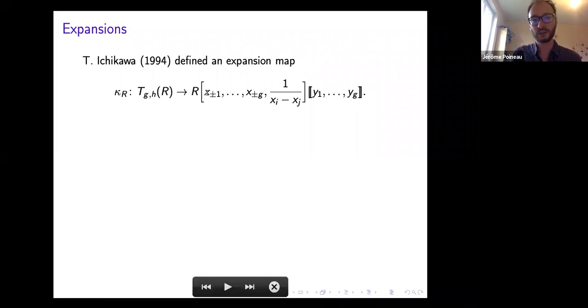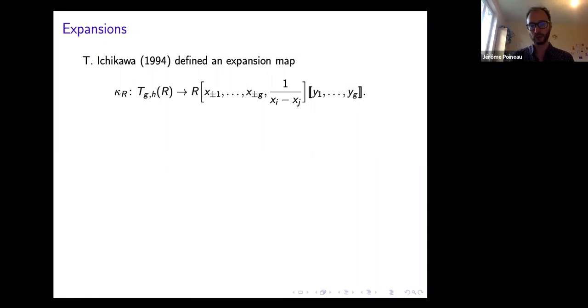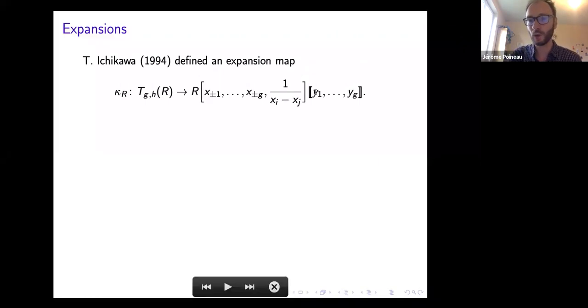Actually, you should think of the xi's as the alpha i's and the alpha and alpha prime, so the repelling or attracting fixed points that we had before. So we have 2g of them, and because we invert the xi minus xj, it means that we want them to be distinct. And then you should think about the yi's as the beta, so the quotient of the absolute values. And you remember that we chose them to have absolute values smaller than 1.